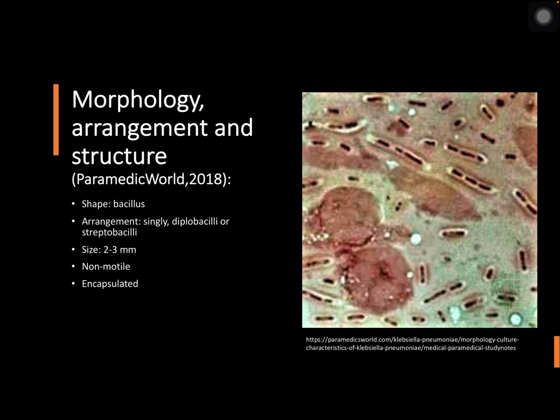The outer surface coat contains glycocalyx that forms a polysaccharide capsule. Under India ink, it appears as a clear halo on a dark background. This capsule protects them from the defense of the host immune system.